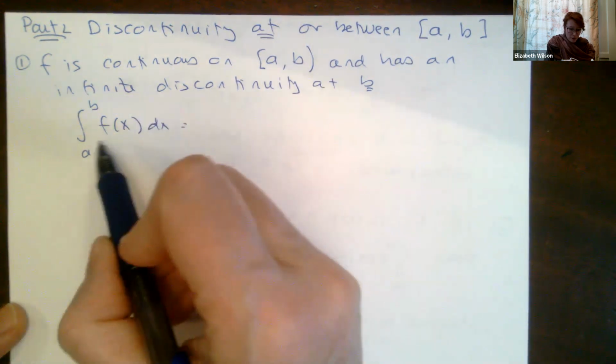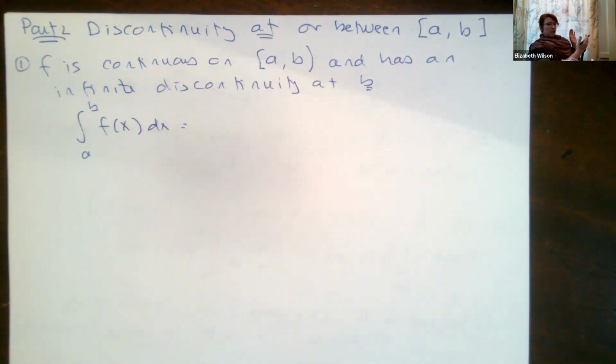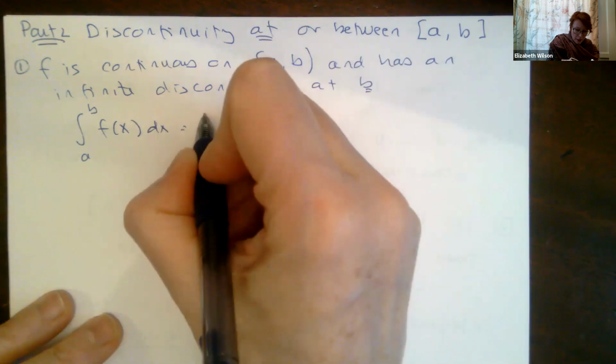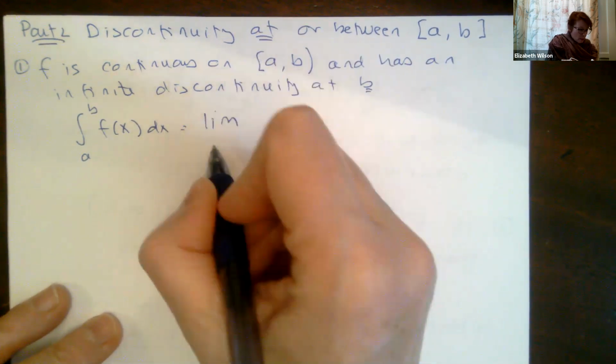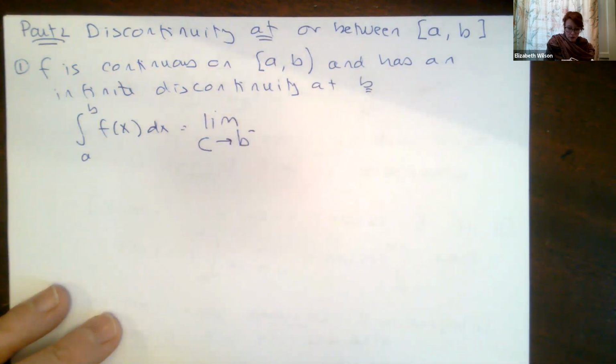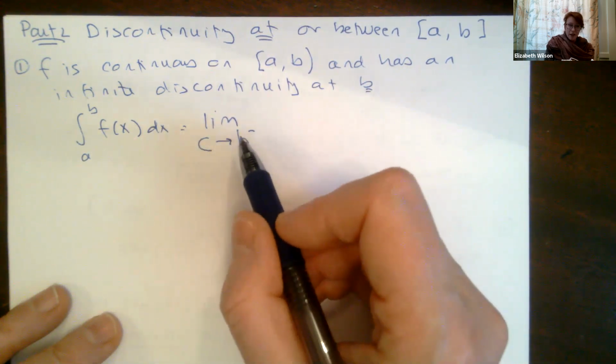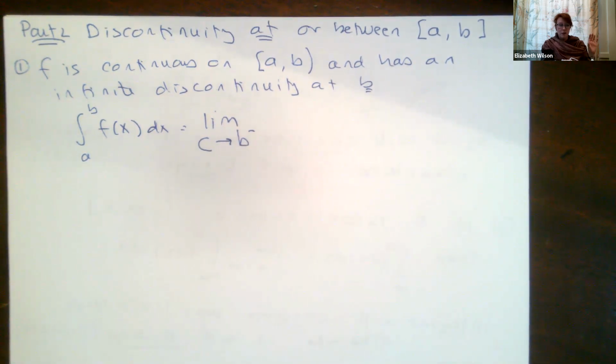Okay, so now what's going to happen is we've got this discontinuity at b. We're approaching, our interval says I'm going to go from a to b, so I'm approaching b from the left-hand side, which means my limit is going to be a left-hand limit. I'm going to call c my dummy variable, as I approach b from the left-hand side. So this isn't negative b; this is my limit as the dummy variable c approaches b from the left, because I can't approach it from the right. I'm not looking at that interval on the right-hand side, I'm just looking from a to b. So I'm heading to the left, towards b.